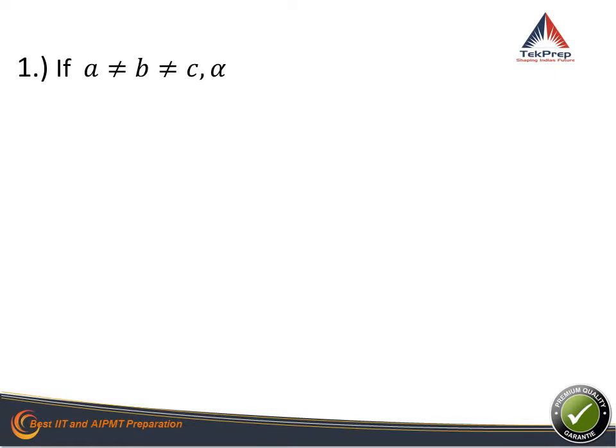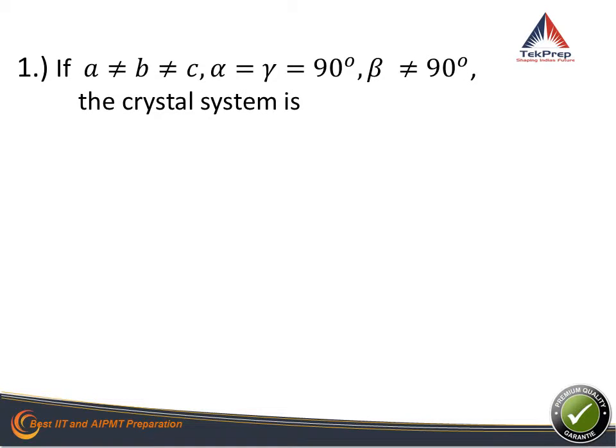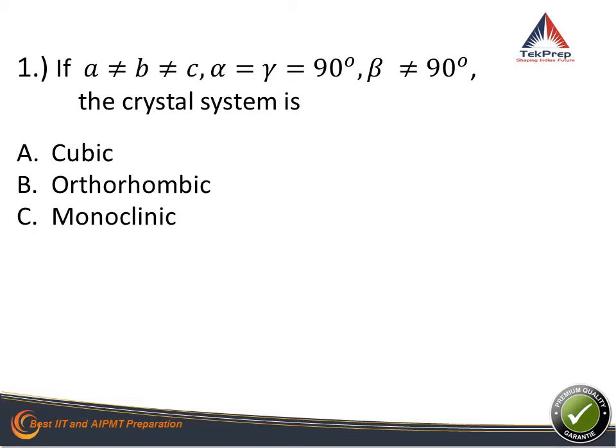In today's topic, solid states, let's look at the first question. This question is going to cover the crystal systems. As the formula displayed here, if all the sides are not equal to each other and two angles are equal to 90 degrees and one of the angles is not equal to 90 degrees, what is the crystal system defined by this explanation? Is it cubic? Is it orthorhombic? Is it monoclinic?